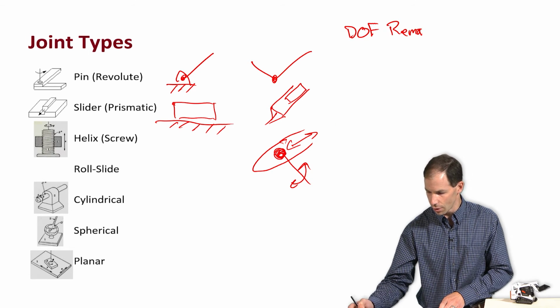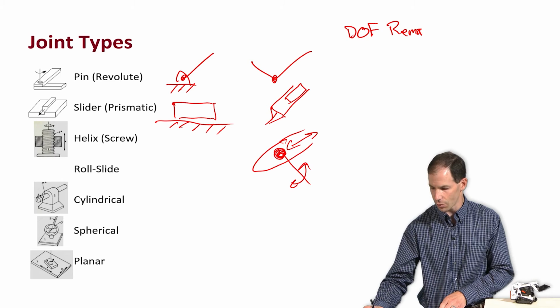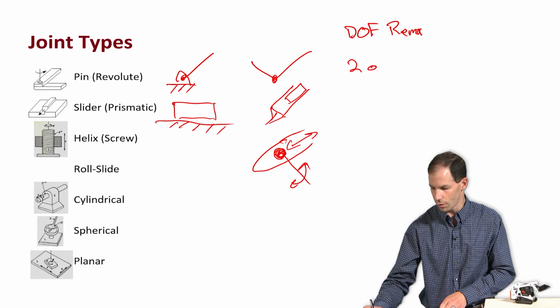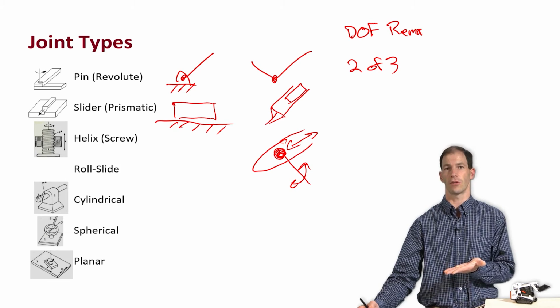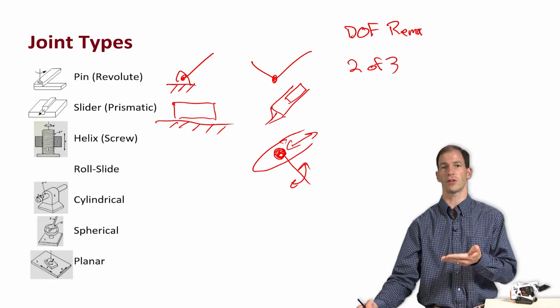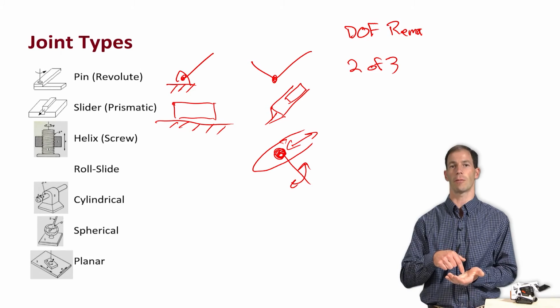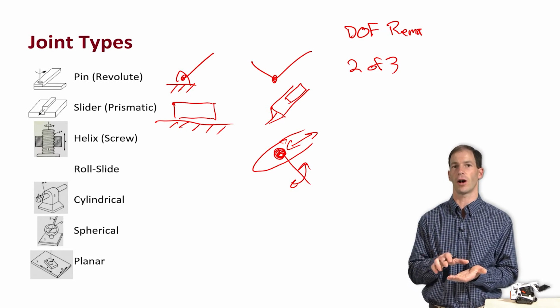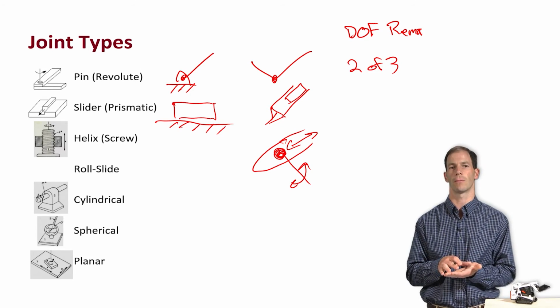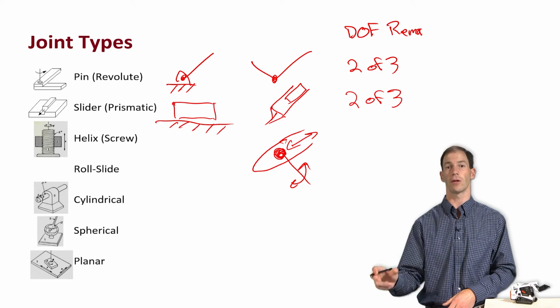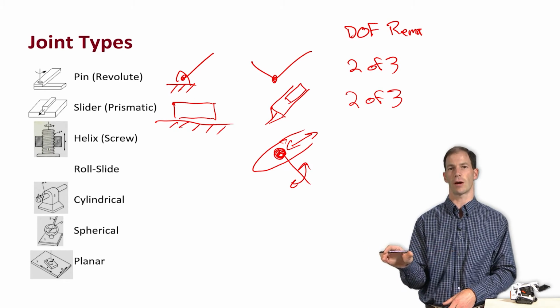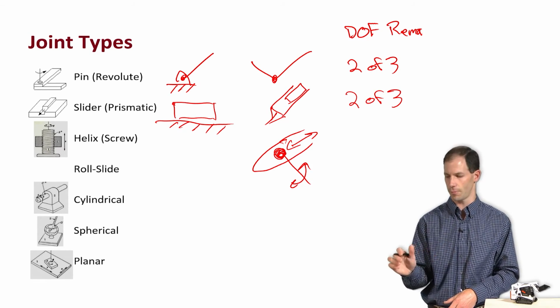First of all, if I look at a pin joint, I'm going to be removing 2 of 3. Now, why 3? I'm assuming this is a planar mechanism, so I can move X, Y, and rotate. And by placing a pin on that, I'm removing 2 of the degrees of freedom, the X and Y, and I can only rotate about that point. Similar for the slider joint, I'm going to remove 2 of 3 degrees of freedom because now I'm only allowing translation in one direction. I'm removing the Y and the rotation.